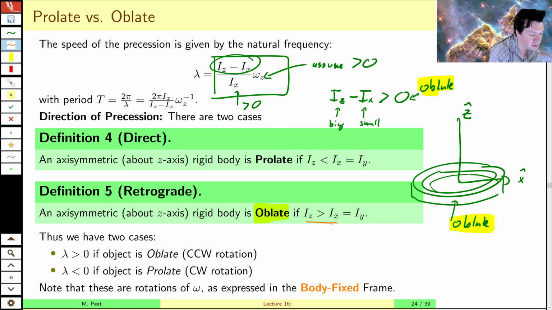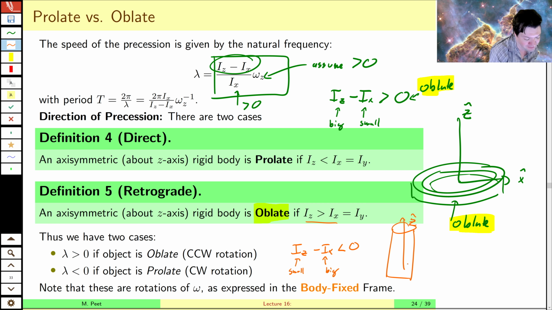Now, let me just define prolate before I get into these terms. Prolate is when your IZ minus IX is negative. That's the case where this is small and this is big. So that means most of your mass is centered near the z-axis. Remember, it's axisymmetric. So that would be the case where you had like a pipe, a tube or something like that.